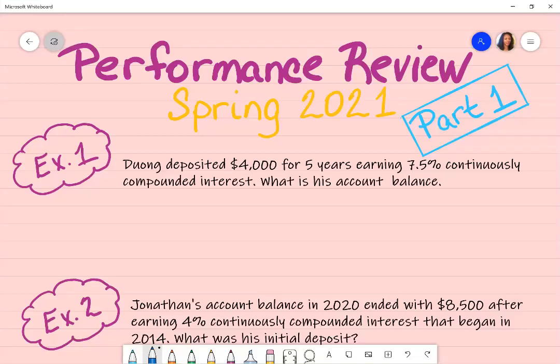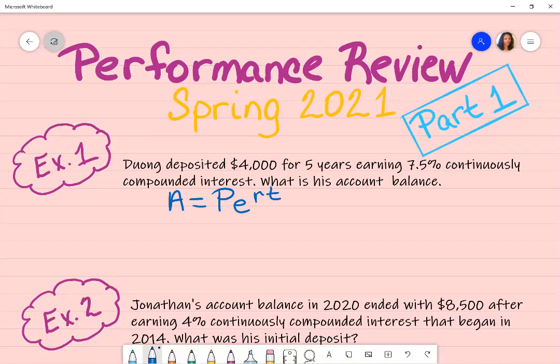All right, let's go over our performance review for this year. The first example, and this is going to be part one of the review. So the first example, we are going to use the continuously compounding interest formula, the one that I refer to as PERT. So it is A is equal to P E raised to the R T.